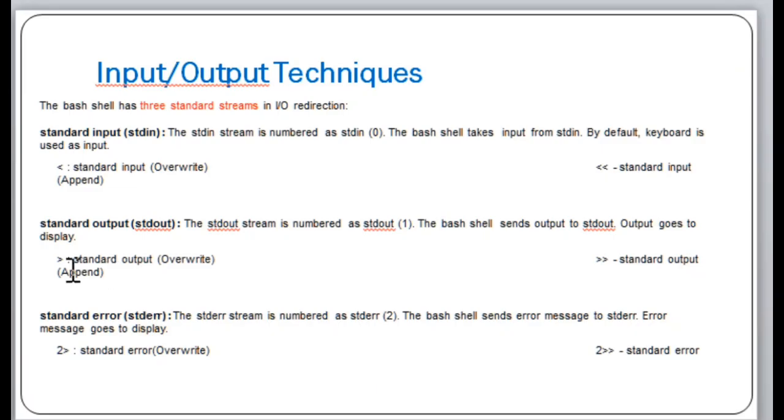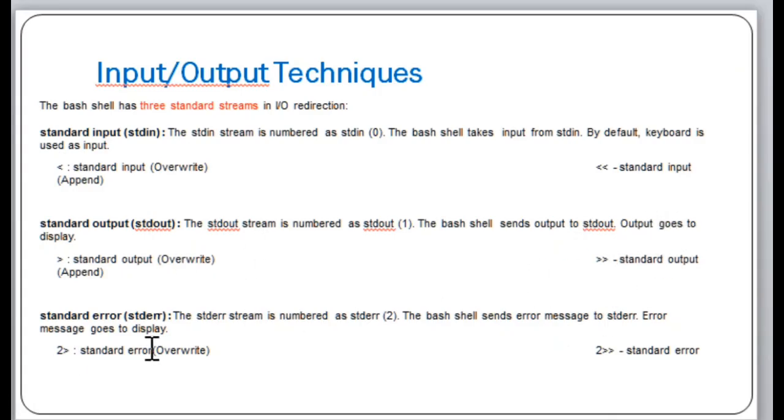We also have standard output, or standard out. The standard out stream is numbered as standard out 1, and the bash shell sends output to standard out. Output goes to the display. This is what we see when we hit enter on a command. So we have the greater than sign, which redirects standard output, and this overwrites again. And we have 2 greater than signs, which redirects standard output and appends it, okay?